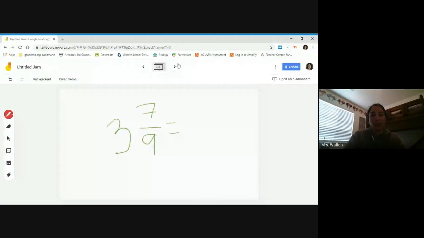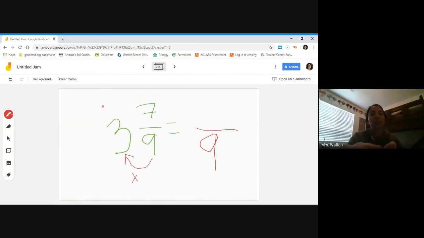And another one. Once again, our denominator is going to be 9. I don't have to do anything yet. I just know my denominator is 9. Same denominator here as it is here. Then do your circle. 9 times 3 is 27, plus 7. Do your addition here on your circle.